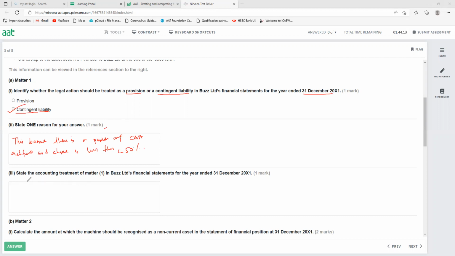The next one says state the accounting treatment of matter 1. So what is the accounting treatment? We know that very well. There's 50,000. We just need to disclose it in the note to the SOFP, statement of financial position, 50,000. That's it. You don't have to keep the provision. Very simple. If you know it, you'll get these 1, 2, 3 marks in 3 minutes. All right, let's move to the next matter we have.